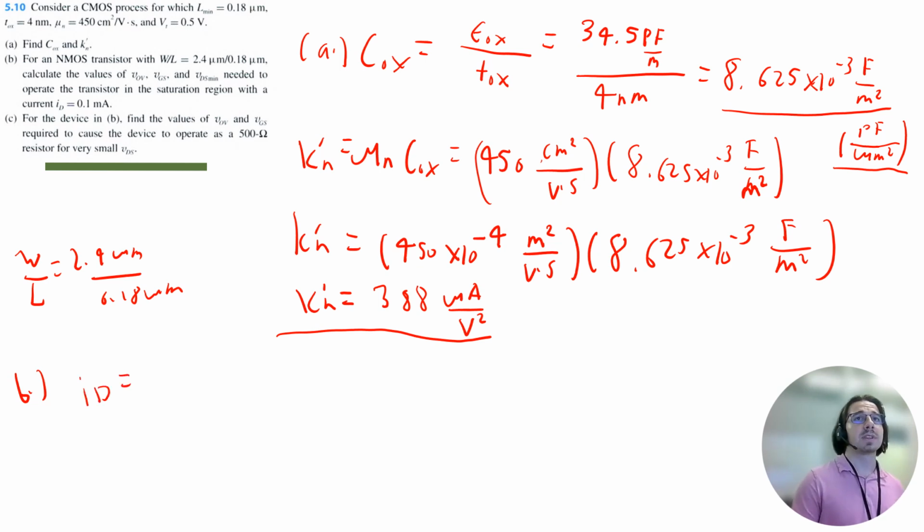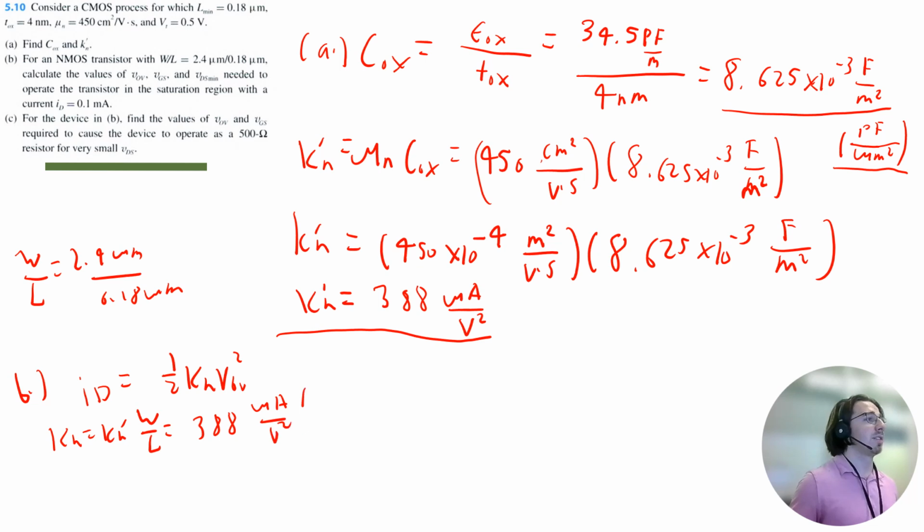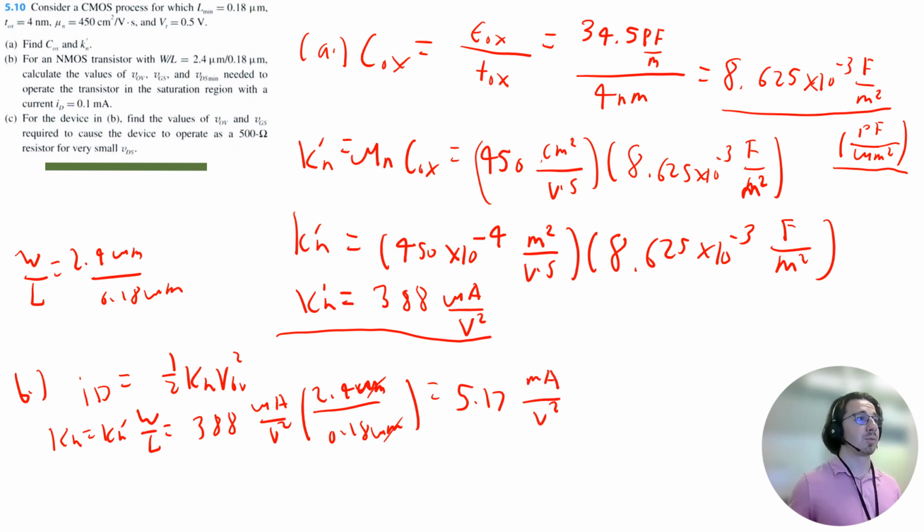It is I sub d equal to 1/2 Kn times V overdrive squared, where Kn is just equal to Kn prime times W over L. So that's equal to 388 microamps per volt squared times 2.4 micrometers divided by 0.18 micrometers. So the length units just cancel out, right? So that's equal to 5.17 milliamps per volt squared.